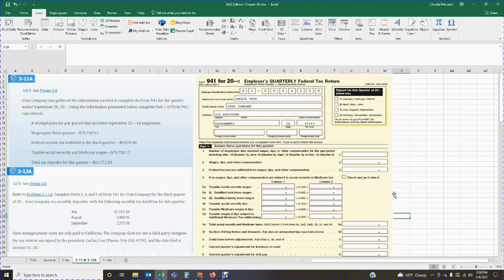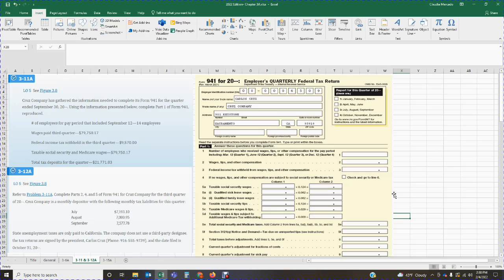Now, in this particular assignment for this week, you will have one 941. Next week, you'll have another one, and they are going to get a little bit more complicated. This one that we're going to be doing today, which is problem 311 and 312, is very simple. I'm just going to go over it so students can see and identify where we're getting the information and what boxes it goes into.